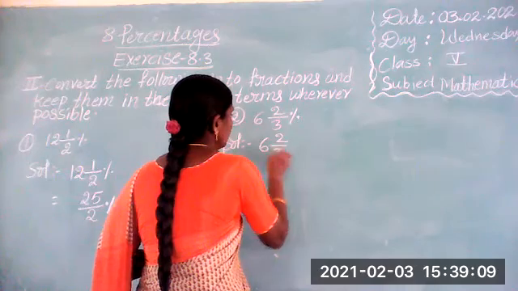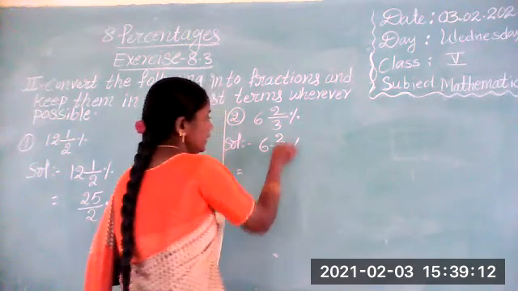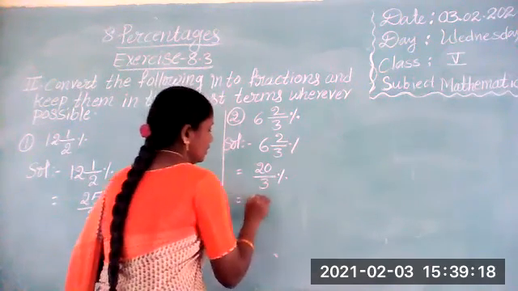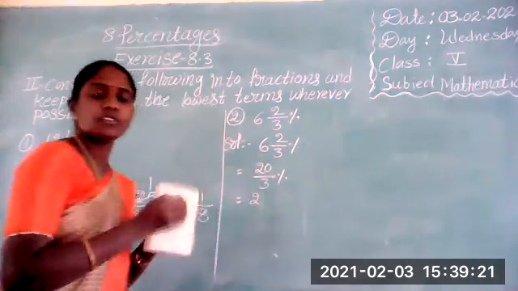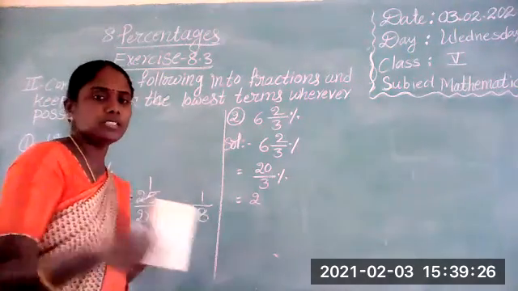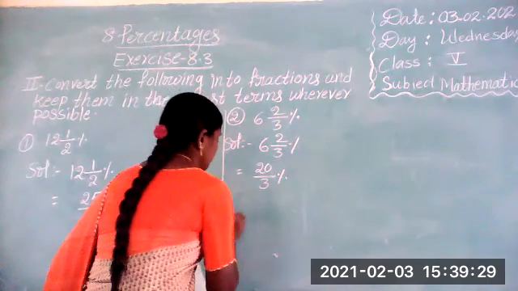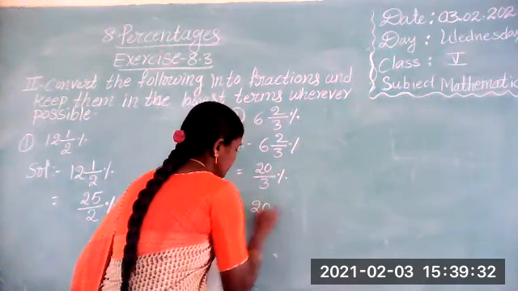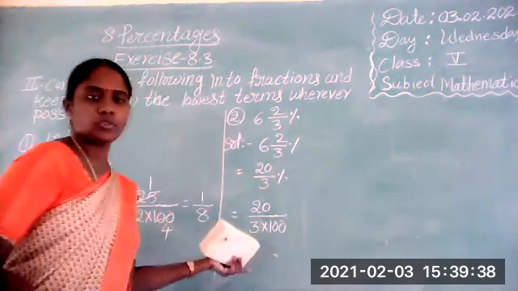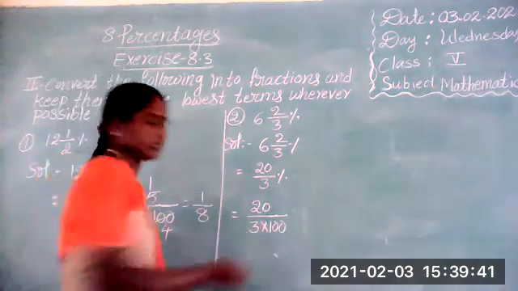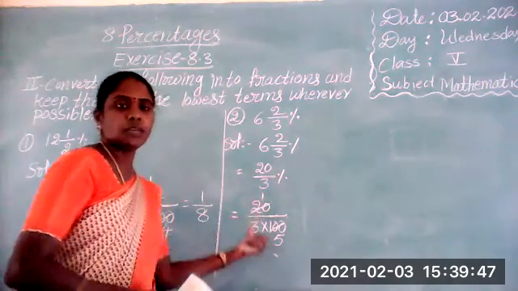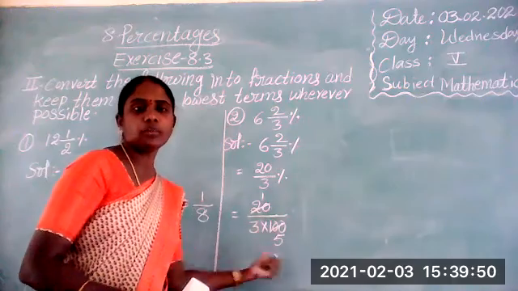6 whole 2 by 3 percentage equals 6 3s are 18, 18 plus 2, 20. 20 by 3 percentage. Now, from percentage form we have to write in fraction form: 20 by 3 into 100. Denominator write 100. Here simplification is possible. Yes, here it is possible. 20 ones are 20, 1 by 3 5s are 15. 1 by 15 is the answer.